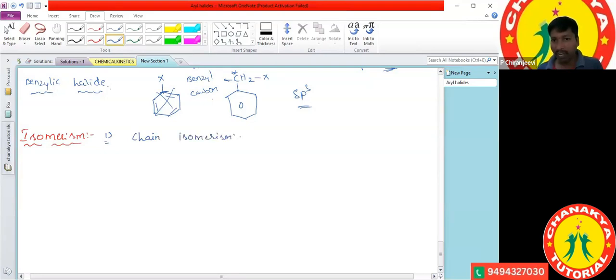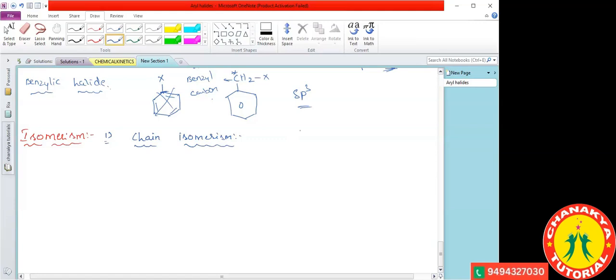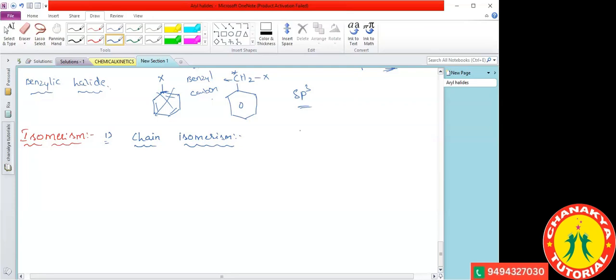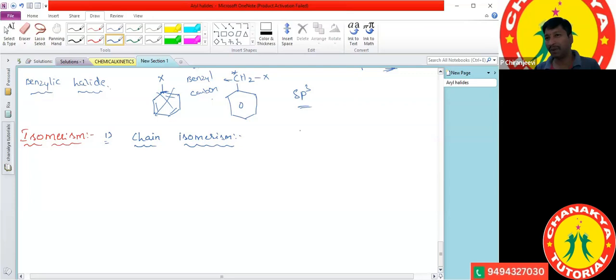Can anyone tell me what is meant by chain isomerism? Where the number of carbons in a chain changes, like if one has 6, then the other could be 4. So two or more compounds having the same molecular formula but differing in their chain length is called chain isomerism. Minimum how many carbon atoms have to be there? Minimum 4 carbon atoms have to be there to exhibit chain isomerism. Otherwise, it does not exhibit chain isomerism.